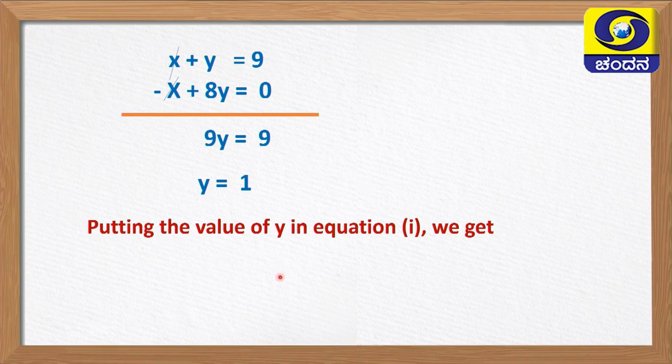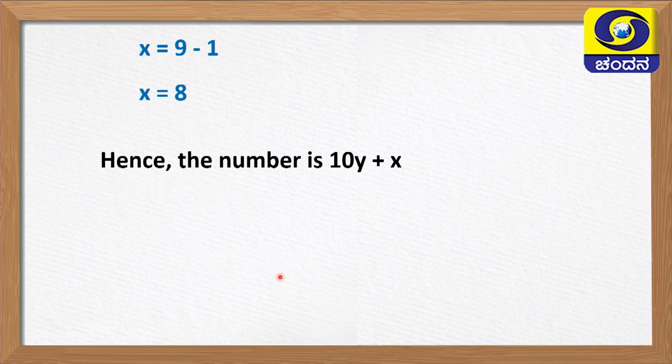Now, substitute or put the value of y in equation number 1. What do we get? x plus y is equal to 9. I got the y value, that is 1. x plus 1 is equal to 9. x is equal to 9 minus 1, that is x is equal to 8. So, I got the value of x as 8. So, recall children, the number is 10y plus x, 10 into 1 plus 8, that is 18.